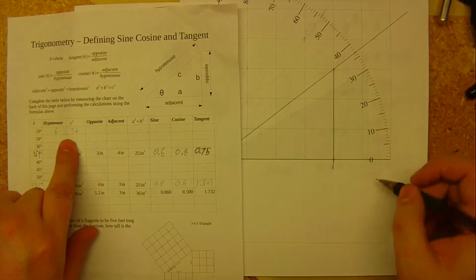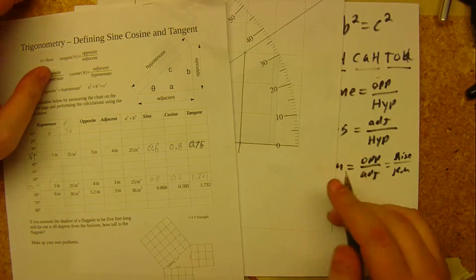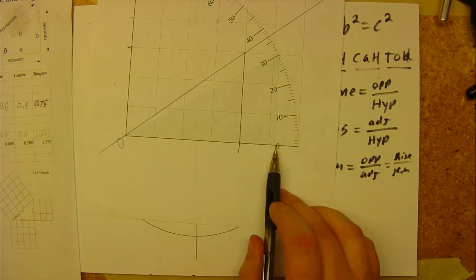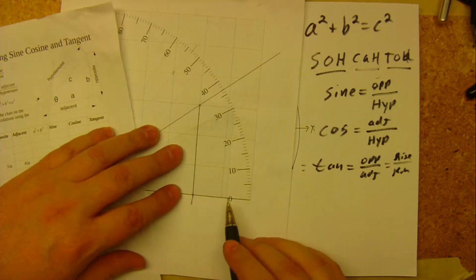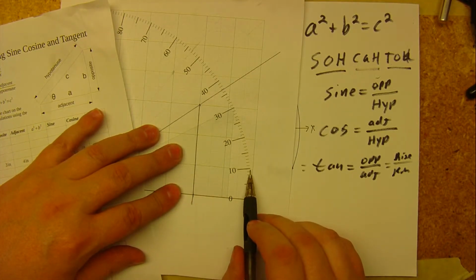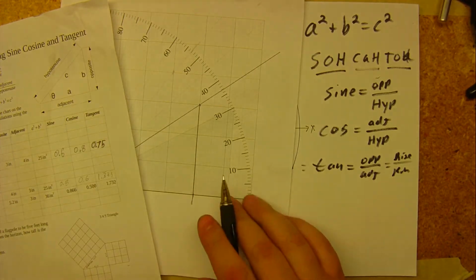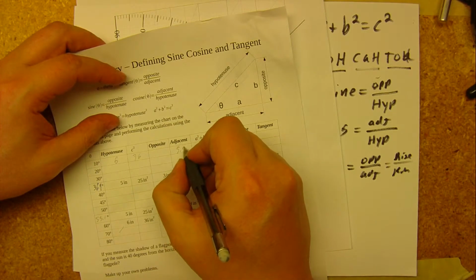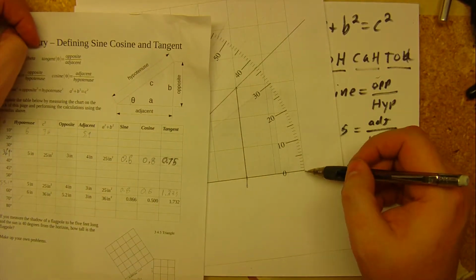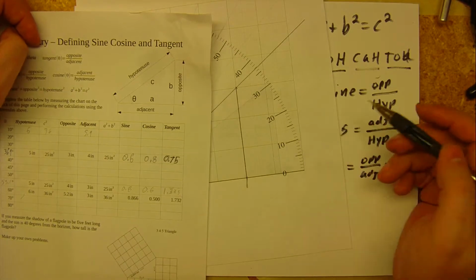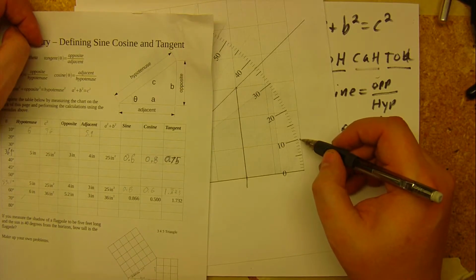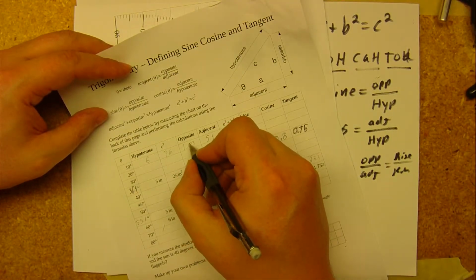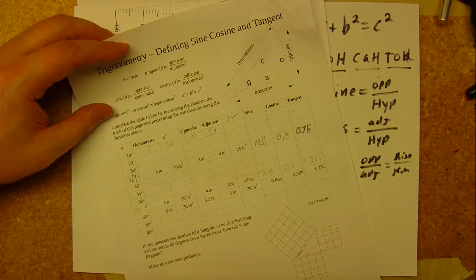And for 10 degrees, my opposite, I'm going to look right here and count over 3, 4, 5, 5.9. So the adjacent would be 5.9. And the opposite is how far up. So 1.1 would be here, 1.03. So that's a really rough approximation. I'm just writing it in there.